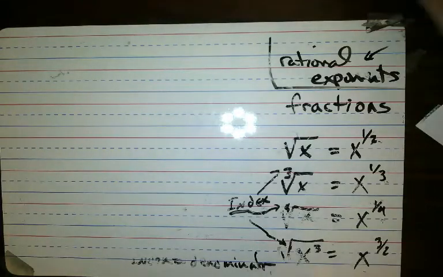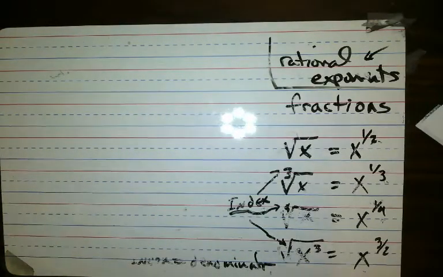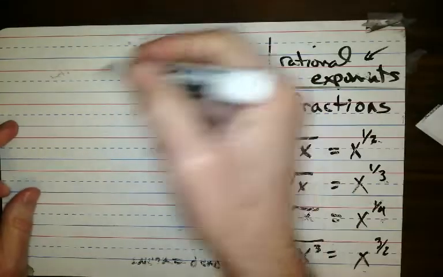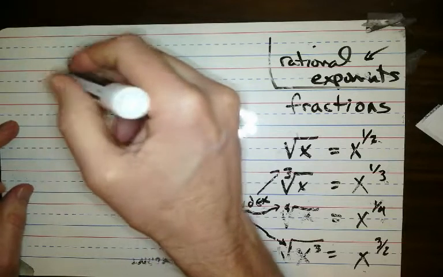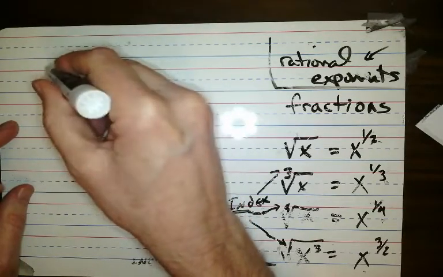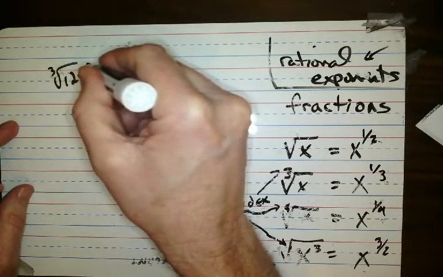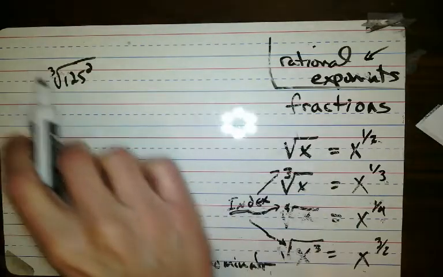We are changing radicals into fraction exponents. That's what we want. So here we go. Let's say we have, let's start off with the cube root of 125 squared. The cube root of 125 squared.